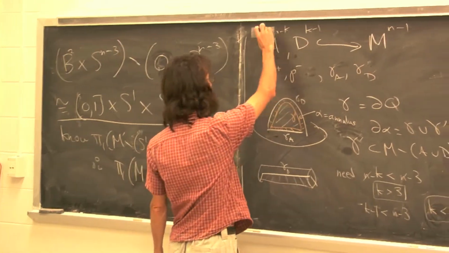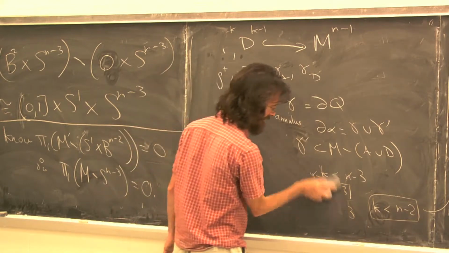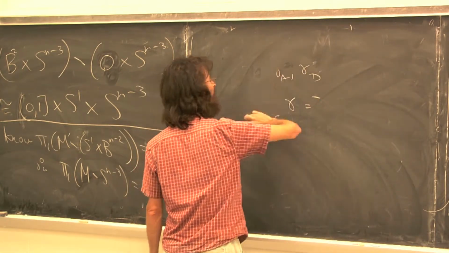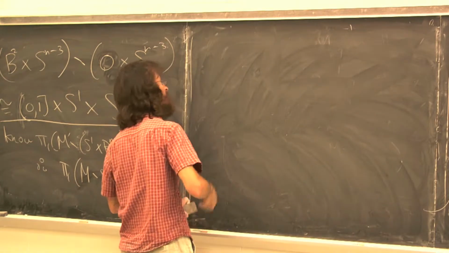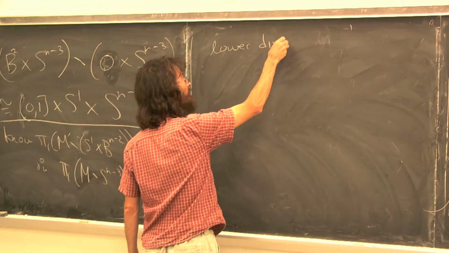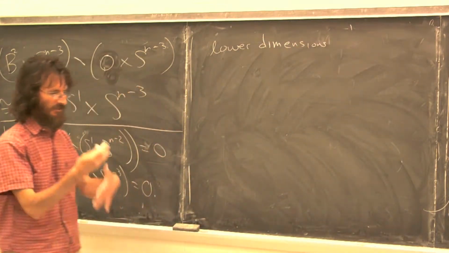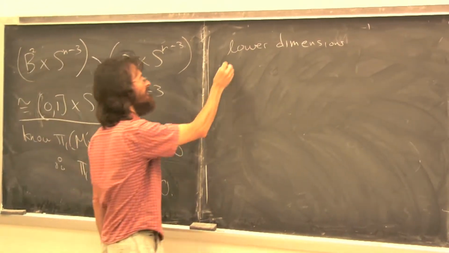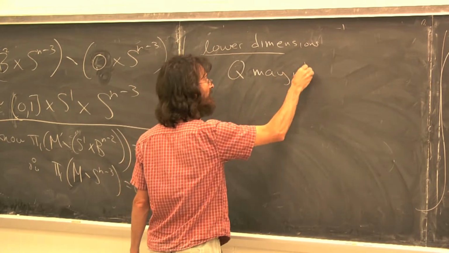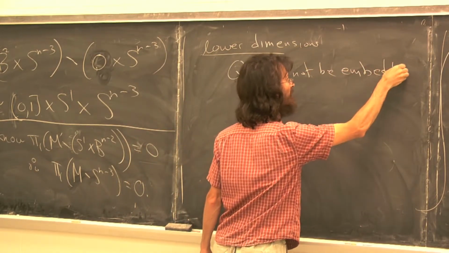So what goes wrong in lower dimensions is that, well, there are several problems with getting the counting of transverse intersections solved, but the basic problem is that Q may not be embedded. That last disk we were trying to use, by the way, is often called a Whitney disk.